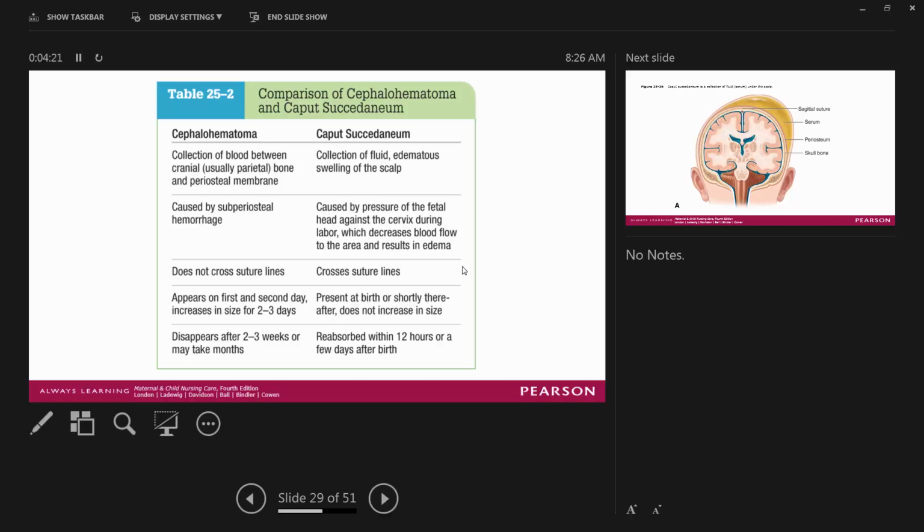The caput, however, does it make a discoloration? Yes. If you can see the skin, the hematoma would look purplish or red. The caput could look red because it's inflamed, but it wouldn't have that purplish color to it. And the caput will be absorbed probably within 24 hours. As a matter of fact, when parents look at their baby and say, oh my goodness, your poor head, you can say, well, tomorrow you won't even see that. It will get absorbed very quickly.